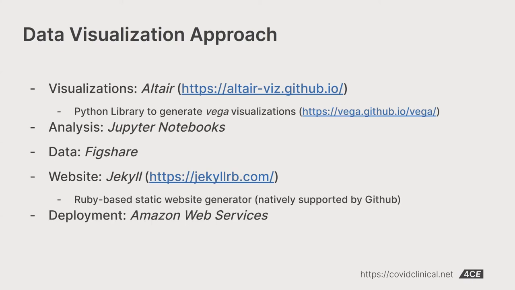They are written out as JSON, and then there's an interpreter that turns that into D3-based JavaScript visualizations that can run in the browser. They're also SVG, so they're pretty easy to transfer around. So that was the first decision we made, to use Altair, because it does allow us to create interactive visualizations.